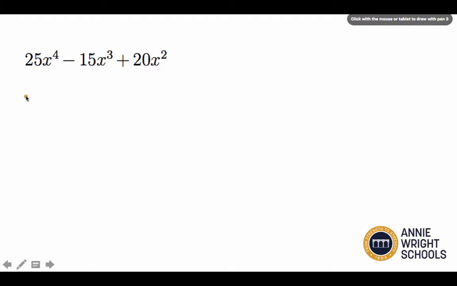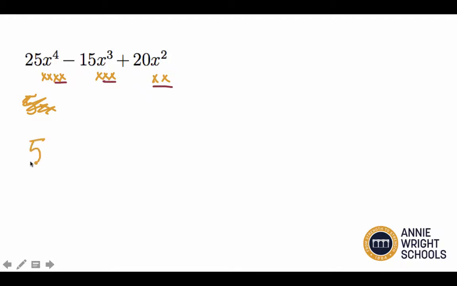If you said 5, you're on the right track, but you're not completely there. Notice that this is x to the 4th, which is x times x times x times x. And this is x cubed. And this is x squared. Do you see that all of these terms also have 2 x's in them as well as a 5? So the greatest common factor is 5x squared.